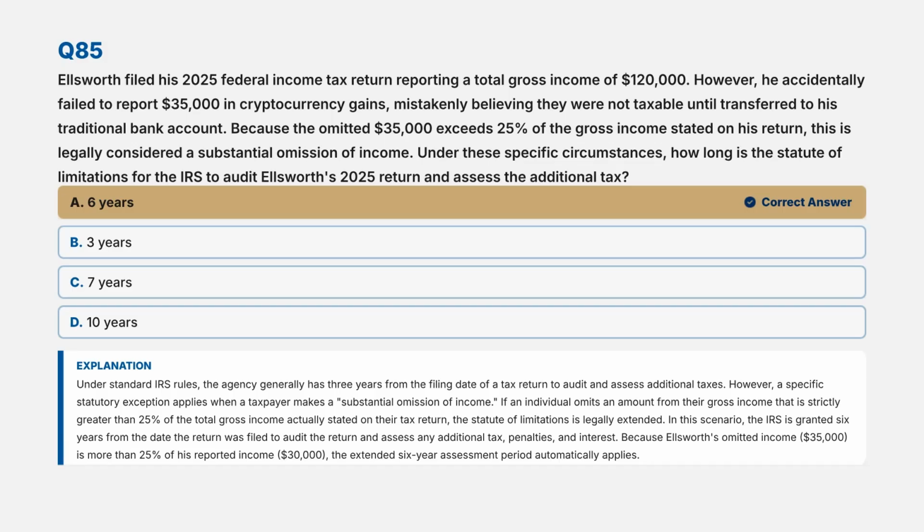Because Ellsworth's omitted income, $35,000, is more than 25% of his reported income, the extended 6-year assessment period automatically applies. Excellent. Let's move on to question 86.